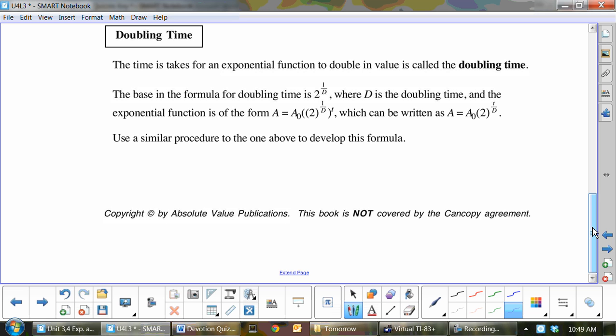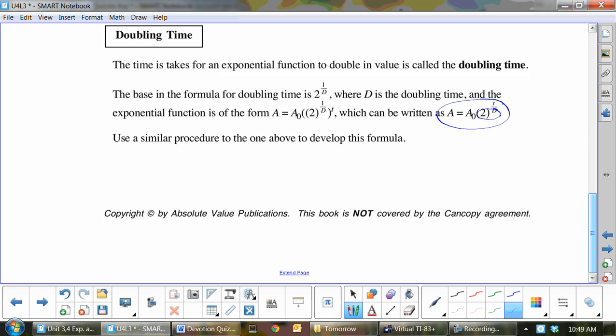Okay, now this would be the doubling time. Okay, formula. Now you can see where the 2 is, because it's doubling every time, times 2, times 2, times 2, times 2, times 2, okay? And this is the doubling time.